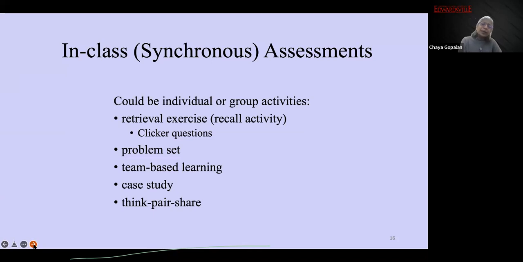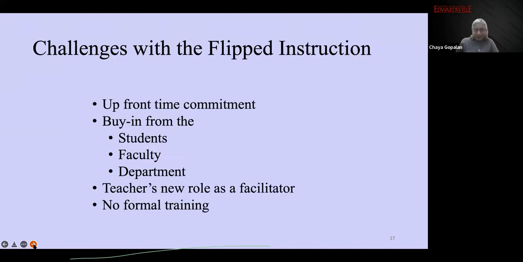Okay, so these are some examples. Again, you may have even more ideas. If so, please share and build to the list that I already have here, okay?